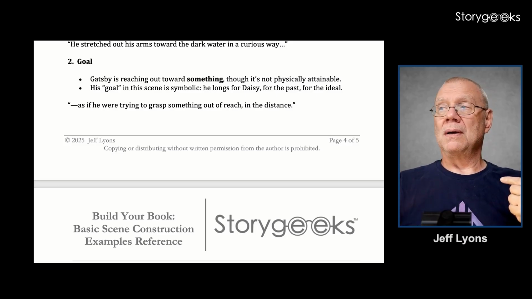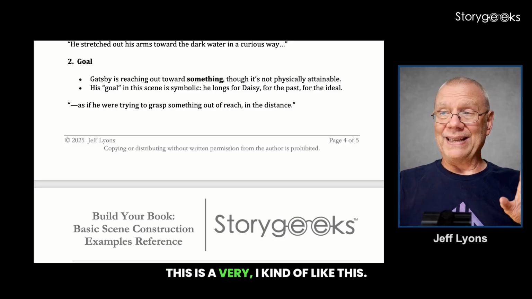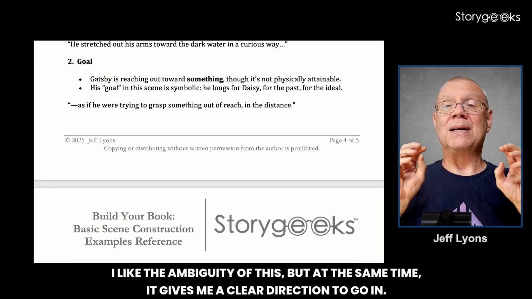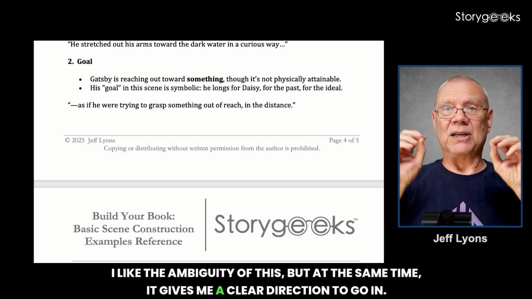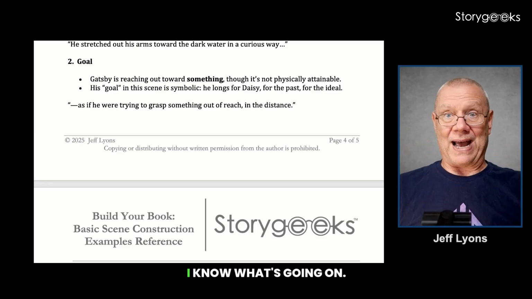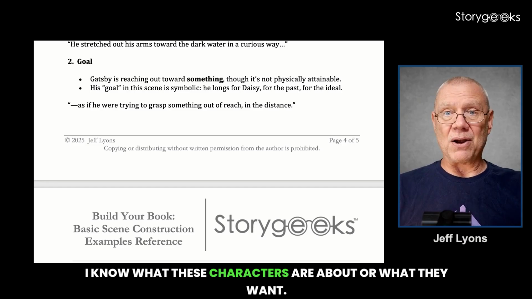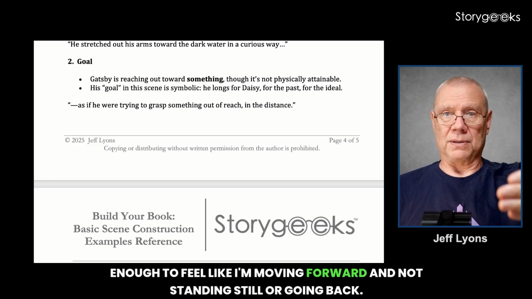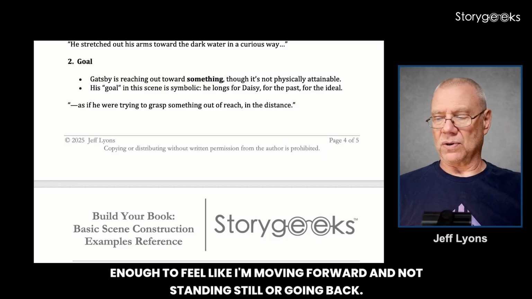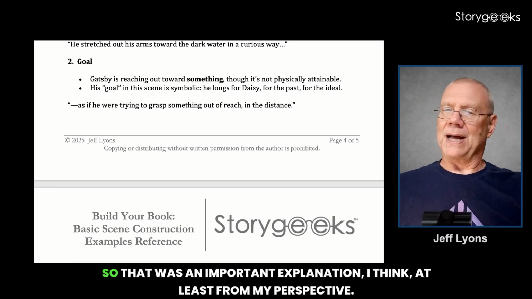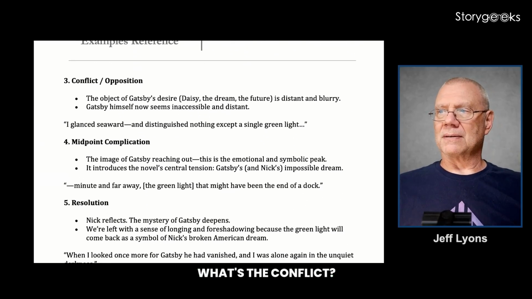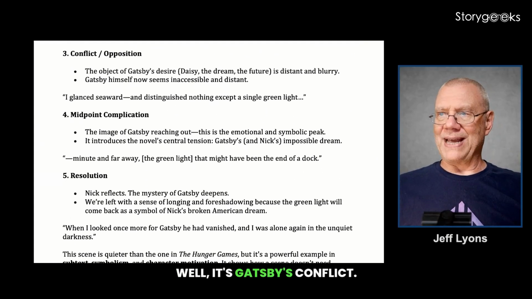Okay, so I kind of like this. I like the ambiguity of this, but at the same time, it gives me a clear direction to go in. I know what's going on. I know what these characters are about or what they want. Enough to feel like I'm moving forward and not standing still or going backward. Okay. So that was an important explanation, I think, at least from my perspective. What's the conflict? Well, it's Gatsby's conflict.